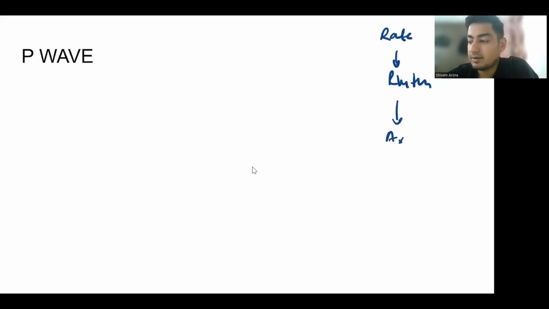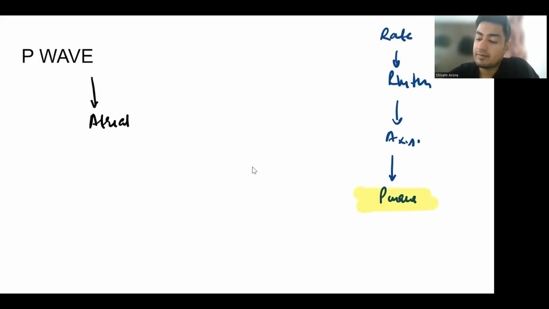So till now we have discussed that we have to look at rate in an ECG, then rhythm, then axis. Now we'll look at waves, different waves and intervals in an ECG. So first thing to look at is the P wave. As we all know, P wave is because of atrial depolarization.